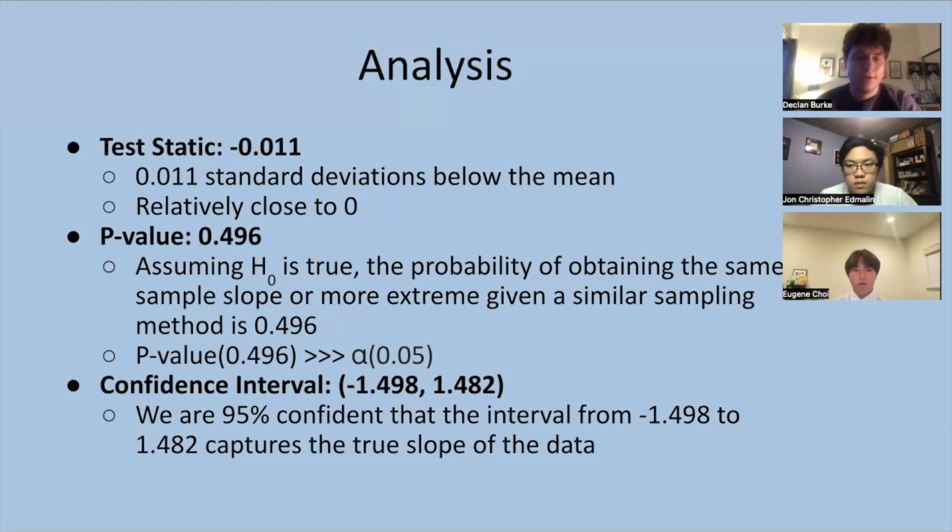And our confidence interval that we found, we are 95% confident that the interval from negative 1.498 to 1.482 captures the true slope of the data.